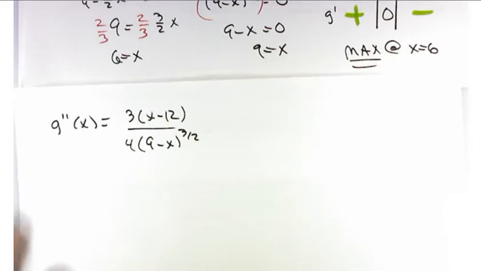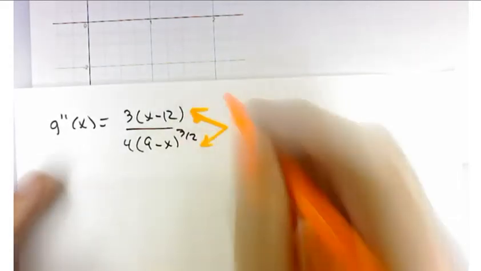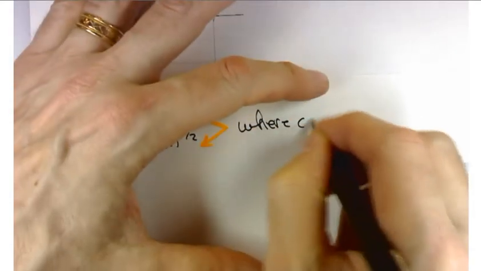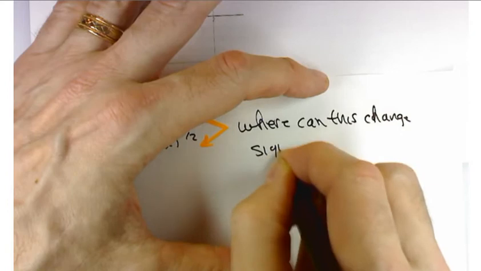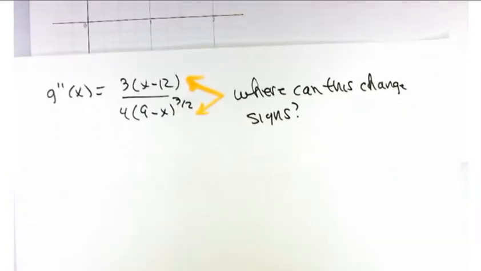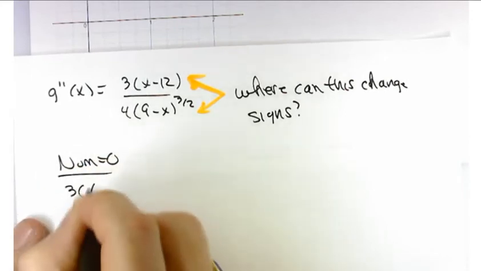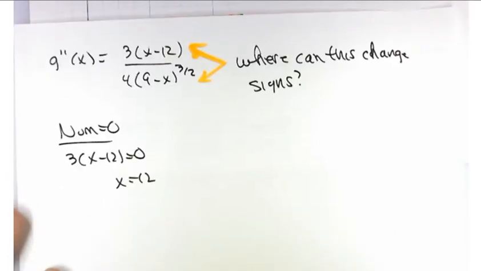We have to ask ourselves the same kind of questions, and that is, all right, well, where does this thing change signs? Or where could it change signs? So that's going to be where the numerator equals 0 or where the denominator equals 0. So where can this change signs? All right, so the numerator equals 0. 3 times x minus 12 equals 0. That's going to happen when x equals 12.